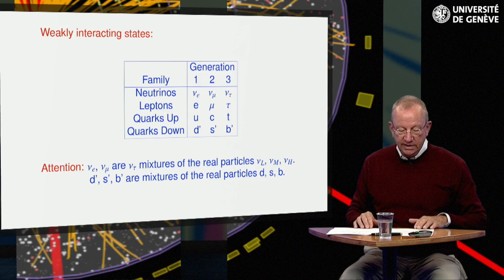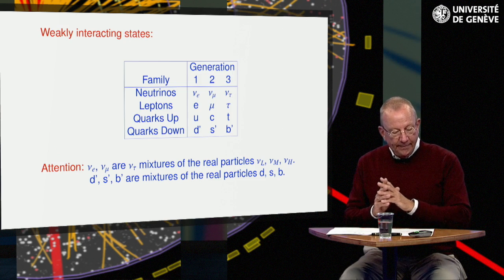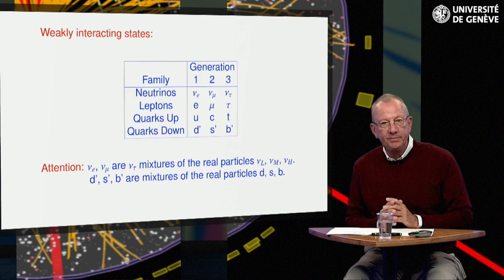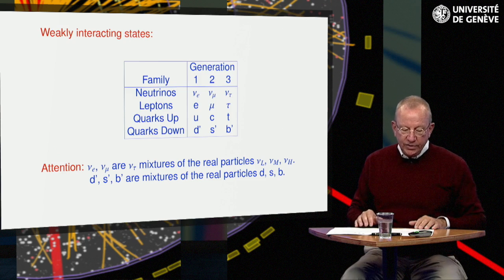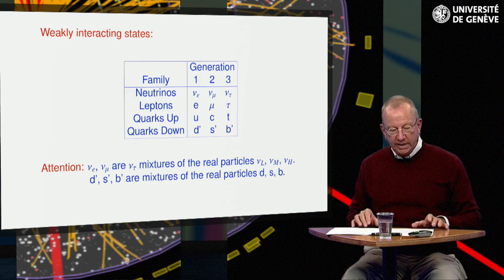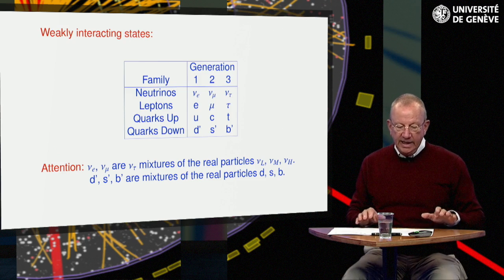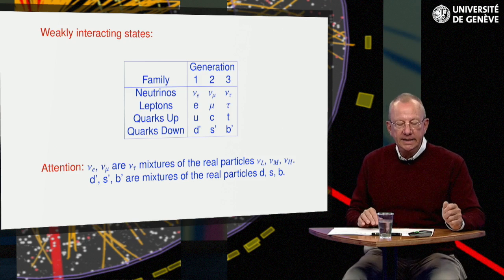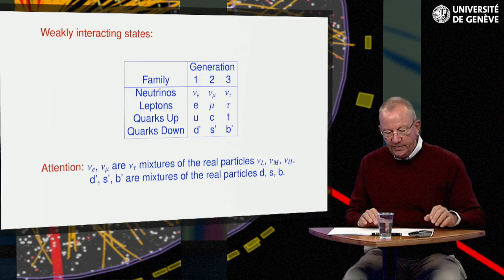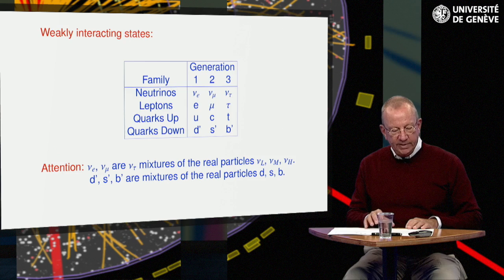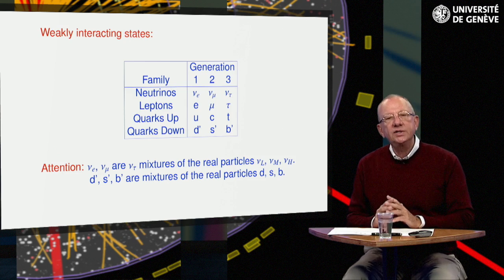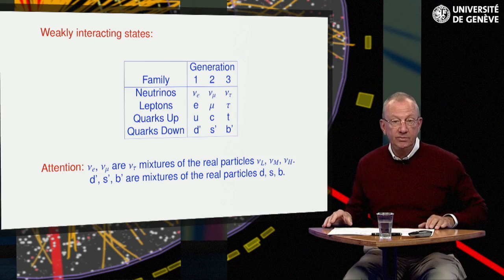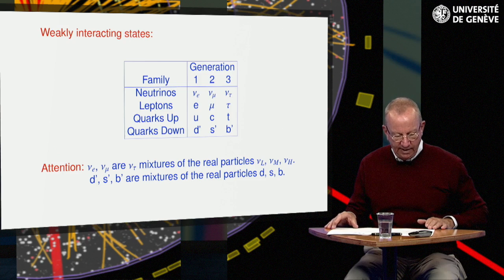Neutrinos and down-type quarks, and that is the second peculiarity, which participate in weak interactions are mixtures of the corresponding real particles. One denotes the neutrino mixtures with nu e, nu mu and nu tau according to their generation. They are mixtures of the real particles nu L, nu m and nu h, which we have introduced in the first module. The quark mixtures are denoted by d prime, s prime and b prime for the three generations, mixtures of the real particles d, s and b. We will come back to these astonishing properties in module 6 when we discuss weak interactions in more detail.